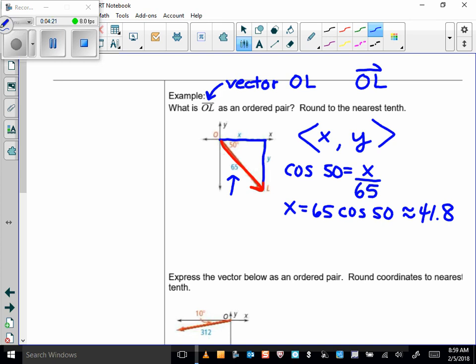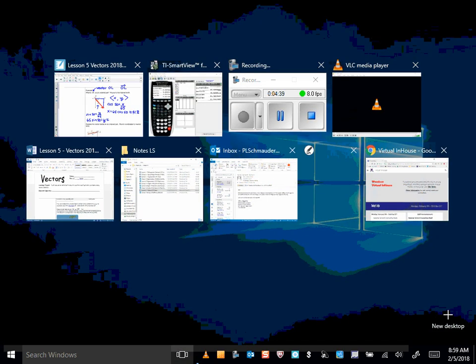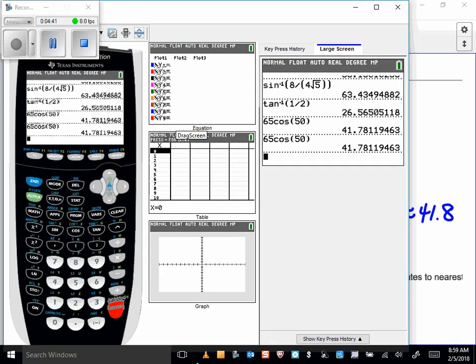Okay, now let's get the y. We're going to use sine, right? Because y is opposite the 50-degree angle. So sine of 50 equals y over 65. So 65 sine 50 equals y, and that's going to be approximately 65 sine 50, and that's going to be about 49.8.